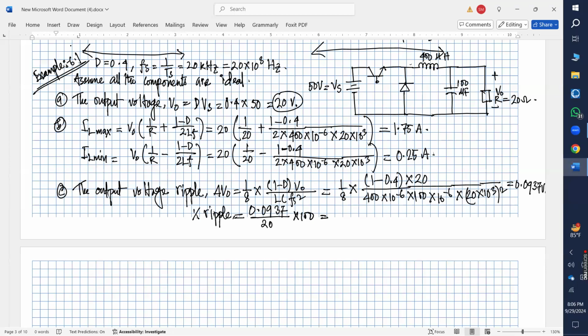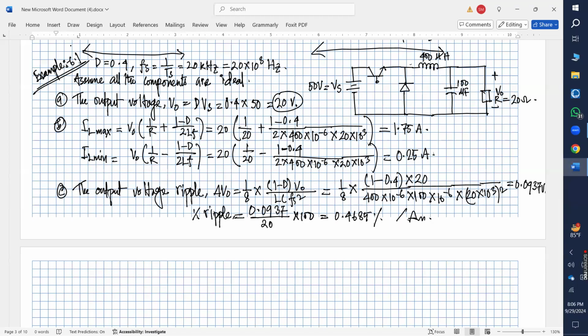So what should be the percentage? 0.4685. 0.4685%, right? So these are very straightforward examples to calculate or design the DC to DC buck converter.